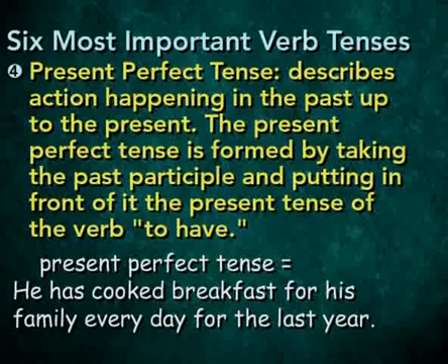Think about what this sentence is saying. It's talking about someone who has cooked breakfast for his family every day for the past year, up to and including today. It's describing action happening in the past right up to the present, not action that was completed and finished sometime in the past, but rather action that's continuing right up to now. When we say he has cooked breakfast every day, we're saying that he continues to do so right up until today. And that's a perfect example of how the present perfect tense would be used.